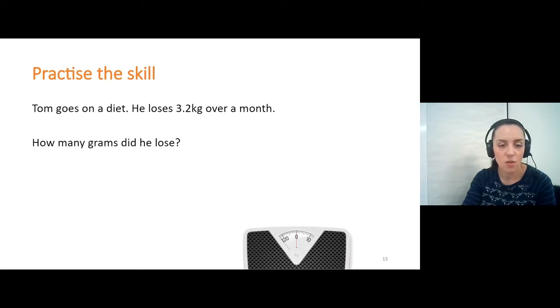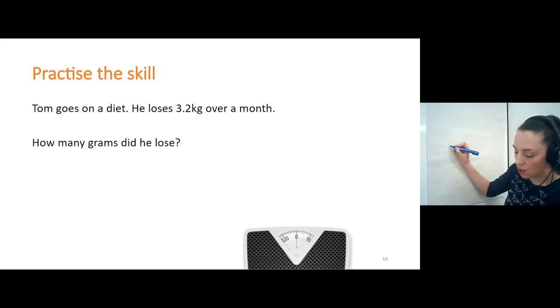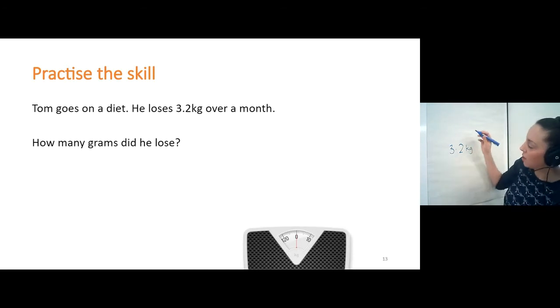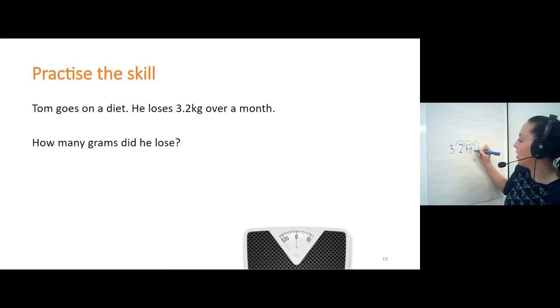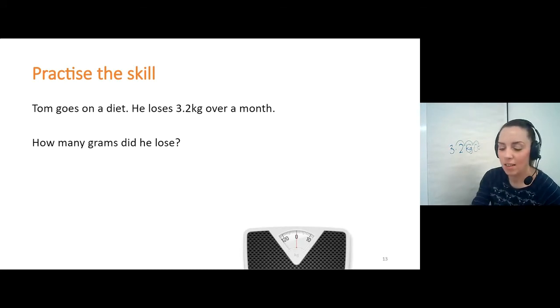Yeah, 3,200 grams. Just in case anybody isn't sure, we could take our 3.2 kilograms and move the decimal place 3 times this way. We'd fill that in, and we'd end up with 3,200 grams. I think we're getting it, aren't we? I'm really impressed. Let's have a look at the next one.